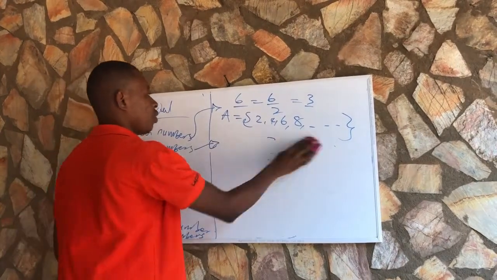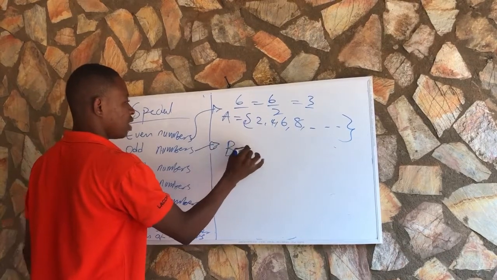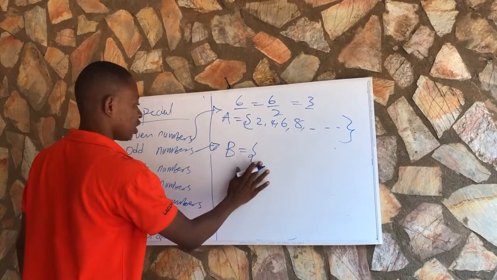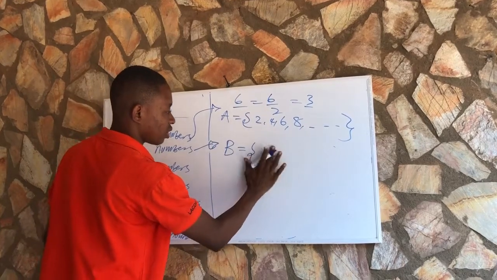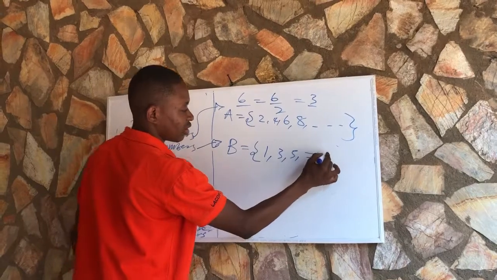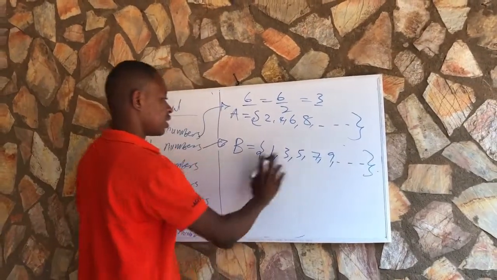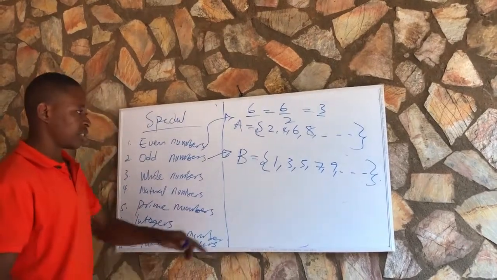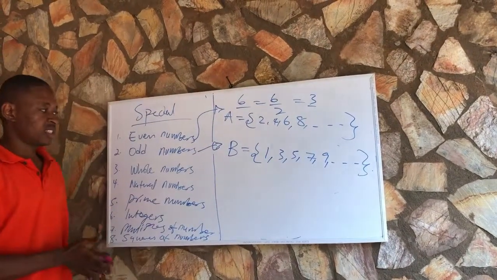Okay, so we can have, for example, a set B equals 1, 3, 5, 7, 9. So this is a set of odd numbers. So we start from 1, 3, 5, 7, 9 up to infinity.